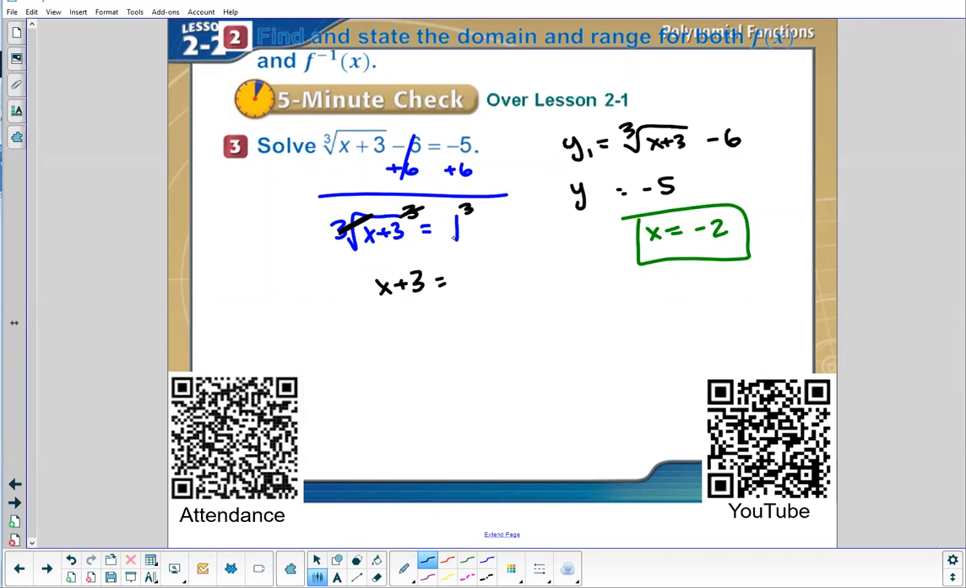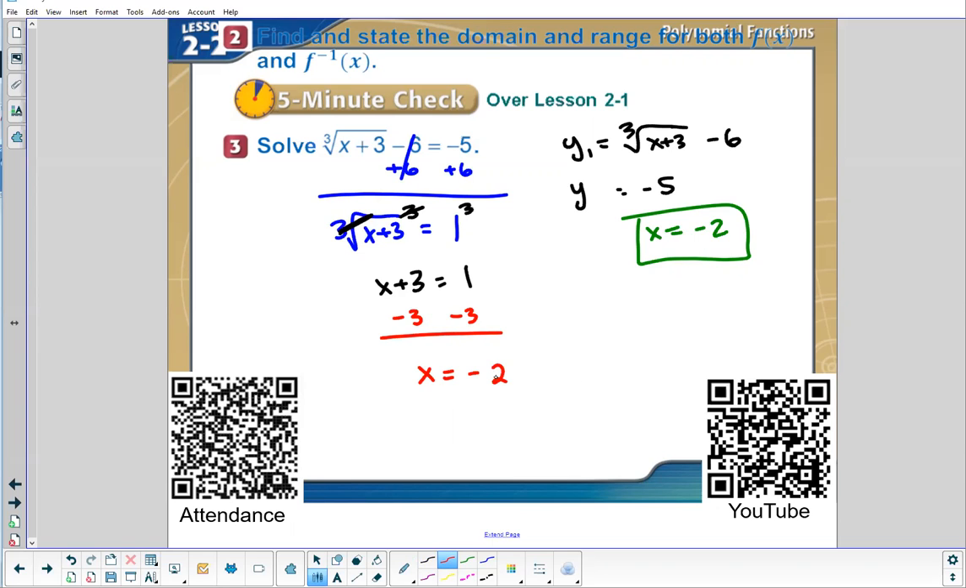On this side, what is 1 times 1 times 1? Still 1. Nice, still 1. So finally, how do you get rid of a +3? -3. So our answer would be that x equals -2. Is that what it's supposed to be?